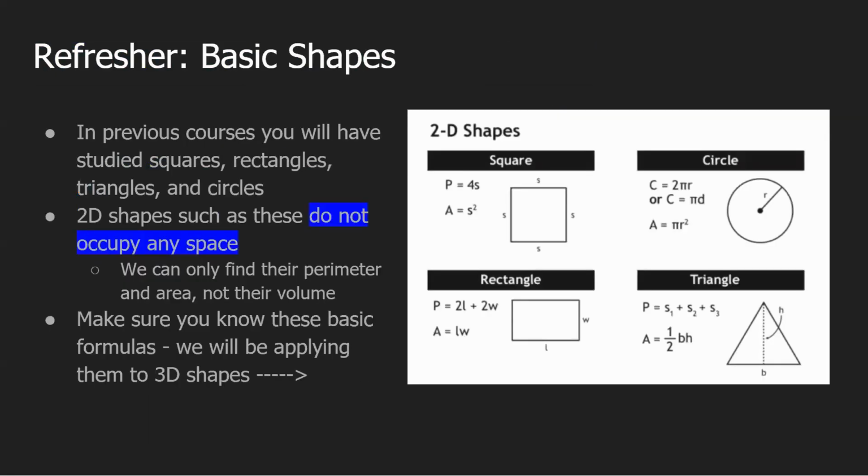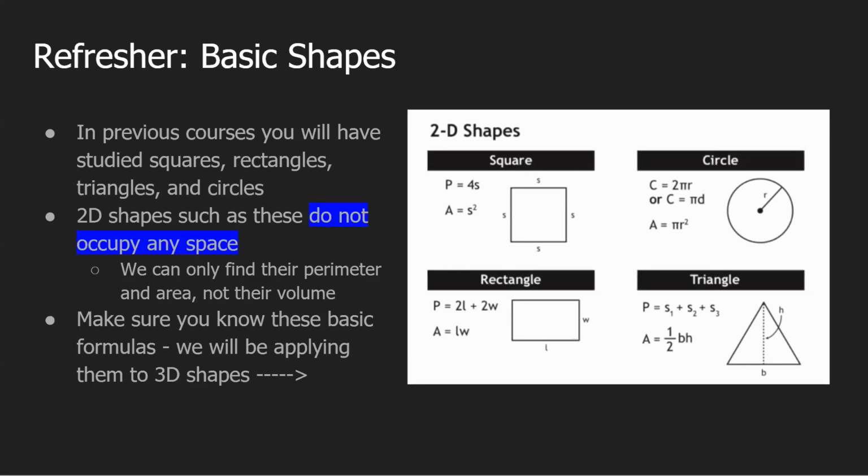Over here, we're going to review a few basic shapes. You've already learned about the squares, the circles, and the rectangles and triangles. Now, these are all 2D shapes. They don't occupy any volume. So for shapes like these, you aren't able to calculate the volume because they're only 2-dimensional.